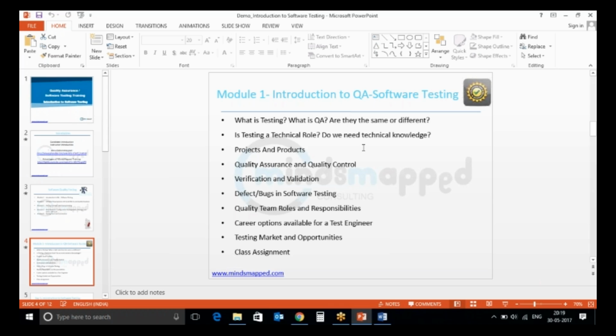During this course, we'll be covering the interview questions also, which are asked in any interview for a tester role, and you will be provided with some sample questions as well as the answers to them, so you can probably revise them if you're going for an interview. The next thing we are going to cover in this module is what defects and bugs are in software testing, and what the roles and responsibilities of a quality team are.